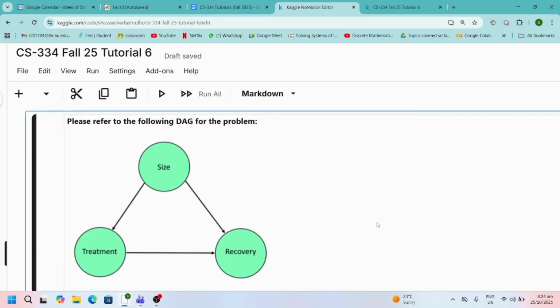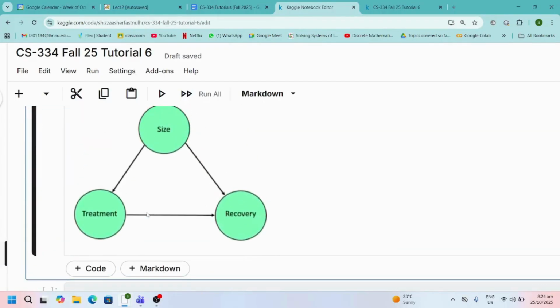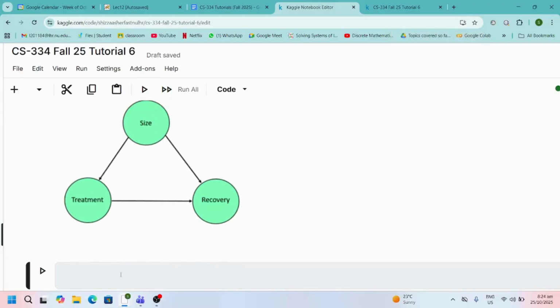So, anyway, what are we going to do over here? We have to control for size. And how do you control for size? In order to find the treatment effect over here, you will have to control for your confounder. This is how I will do it. I will find the probability of recovery given that my treatment is equal to A. And then I will find the probability of recovery given that my treatment equals B.